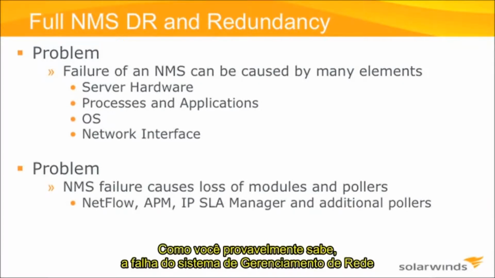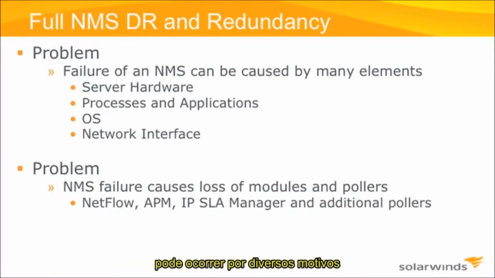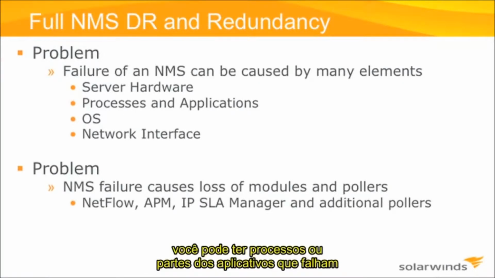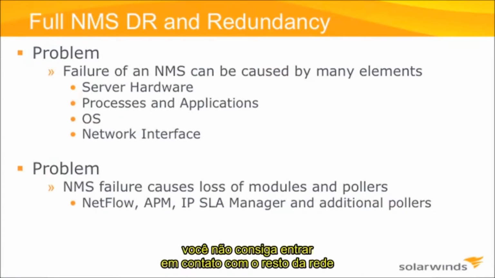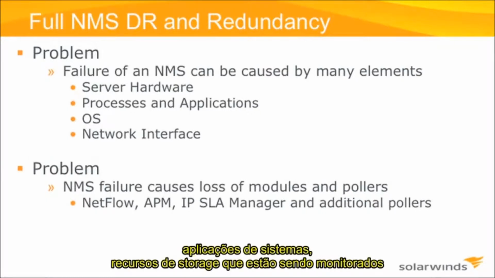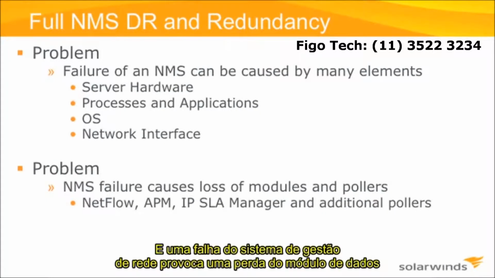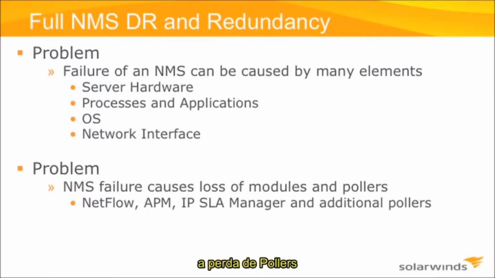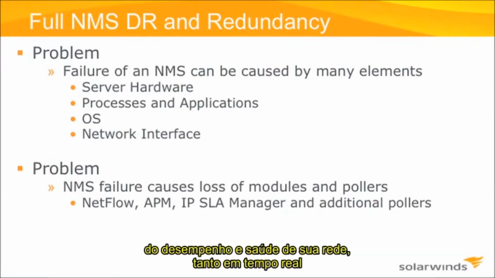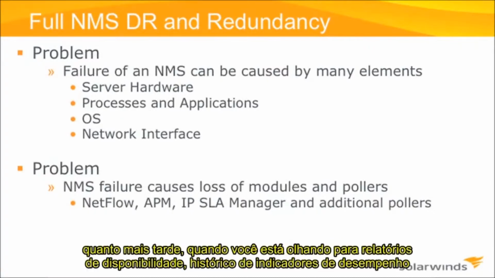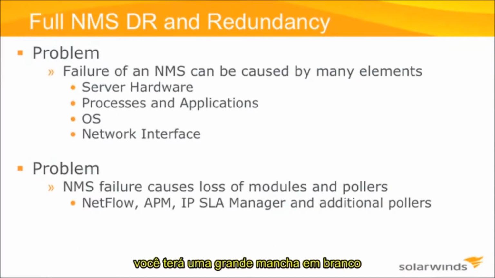As you probably know, the failure of a network management system can occur for many different reasons. The server hardware might fail, you might have processes or parts of the applications that fail, the OS could have an error, or the network could even go down, making the NMS unable to contact the rest of the network, systems, applications, and storage resources that it's monitoring. And a network management system failure causes a loss of module data and a loss of any of your pollers out there. Really, it causes a real gap in your visibility of the performance and health of your network, both in real time and later on when you're looking at availability reporting and performance metrics for history, you'll have a big blank spot.